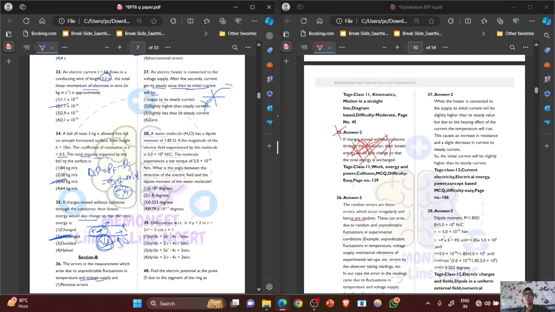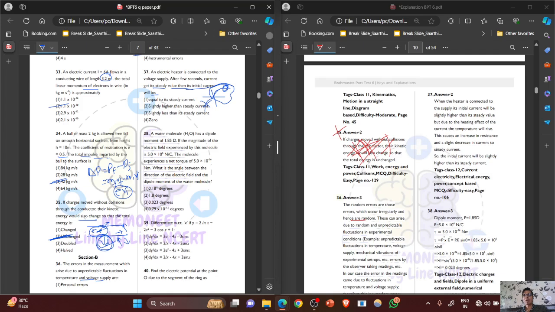So any electric appliance follows ohm's law and is not a semiconductor. So the graph always goes in this way, and the current always gets saturated. So initially it always has more current. And also there's one more thing: the heating effect also changes.